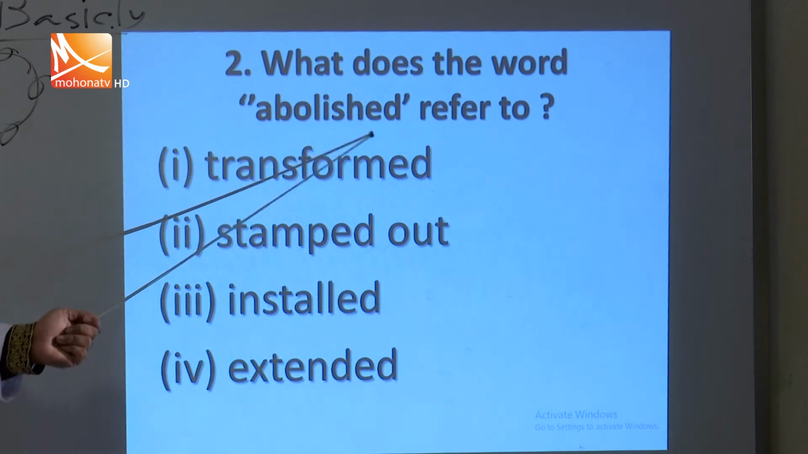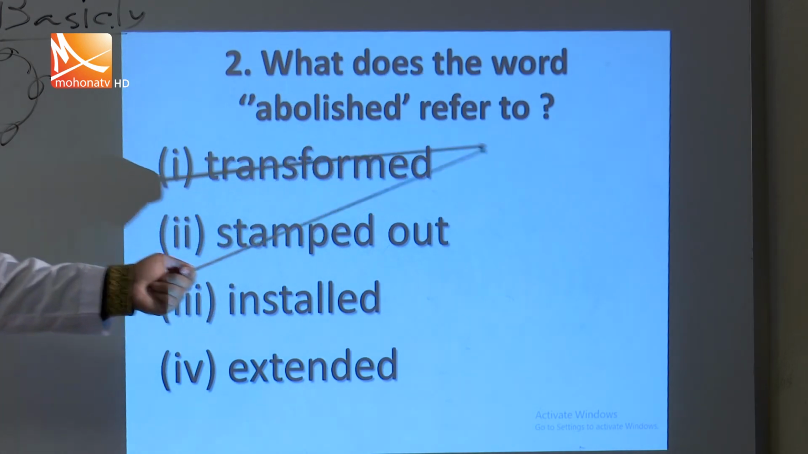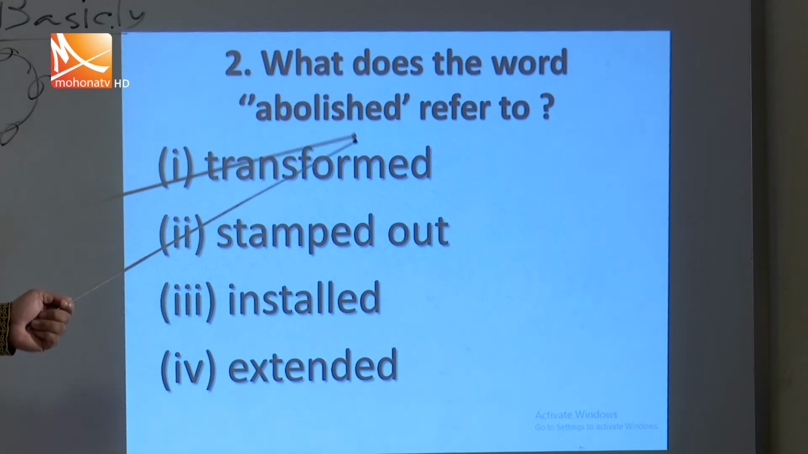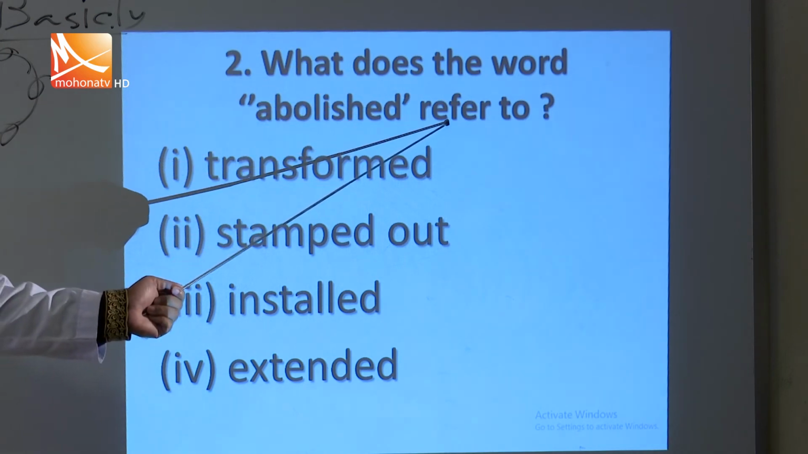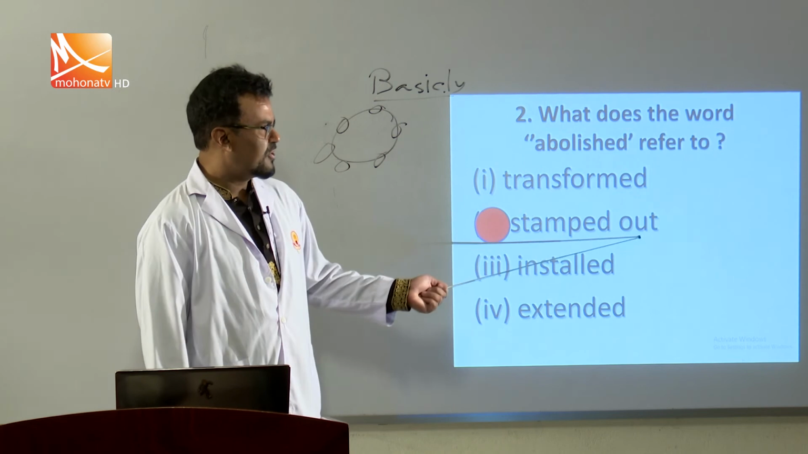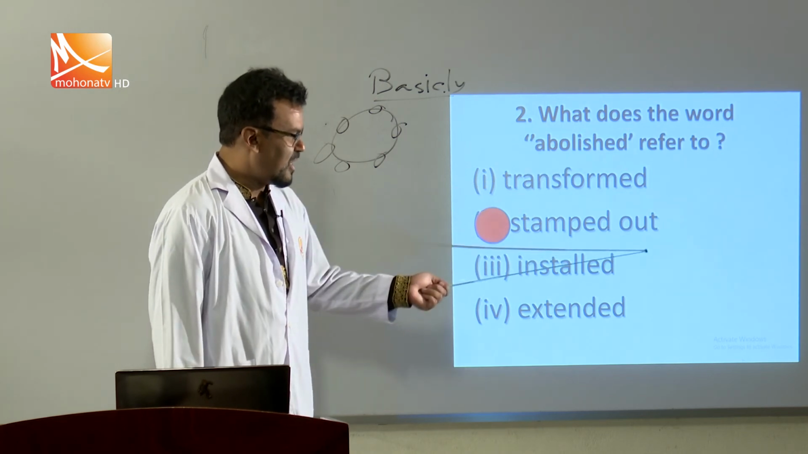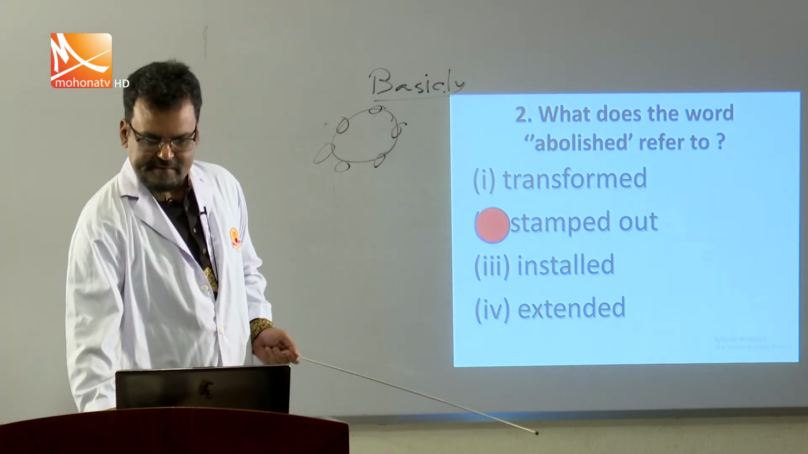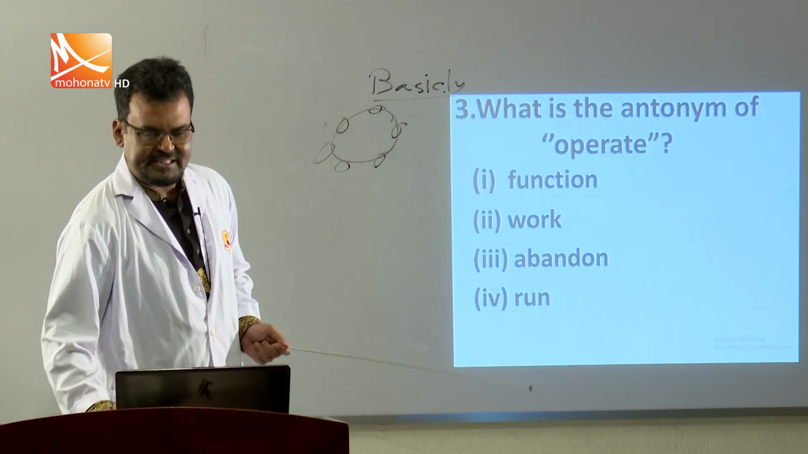What does the word abolished refer to? What does the word abolished mean? Transformed, to become something else. Stamped out, I will not say the meaning. Installed, extended. So try to guess. Okay, right, it is stamped out. Abolished means stamped out. Eliminated, finished, no longer exists.